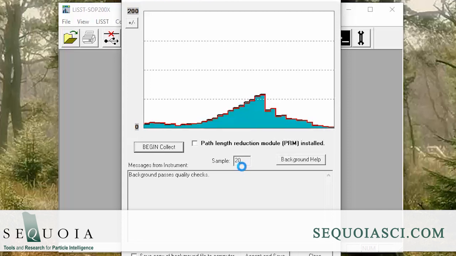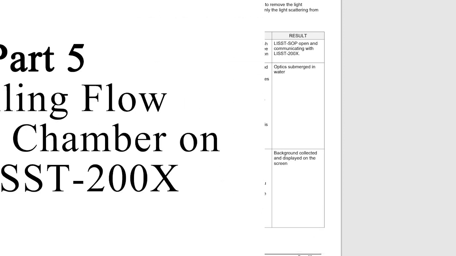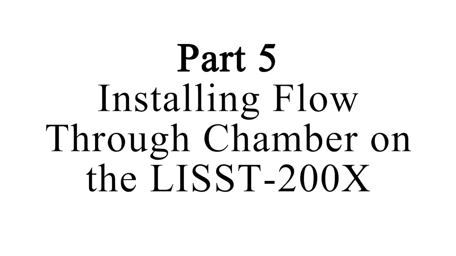Drain the water from the small volume test chamber by rotating the LISST-200X and pouring the water into a bucket. The chamber can then be slid out of the optics openings and stored in a clean container or bag.